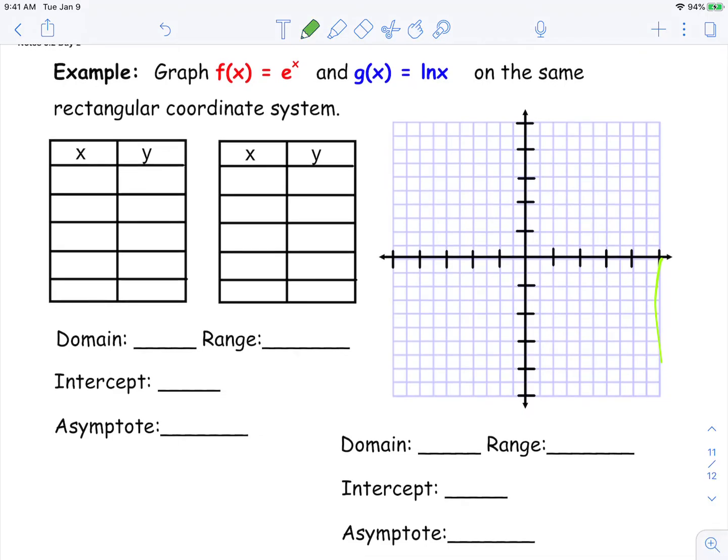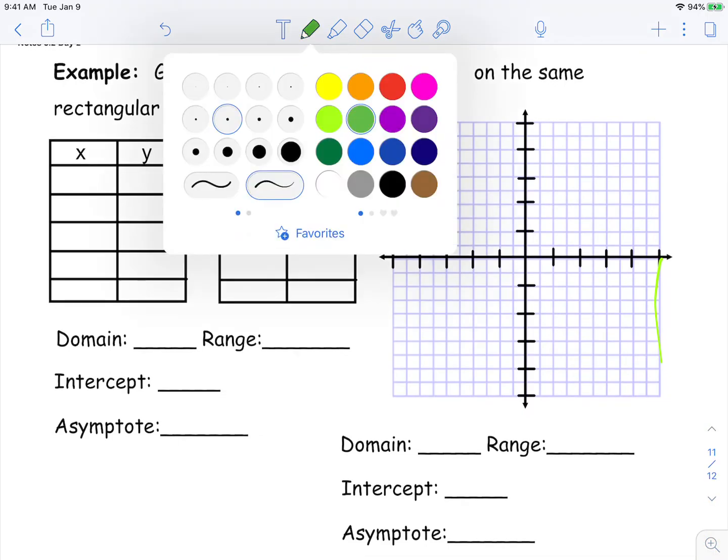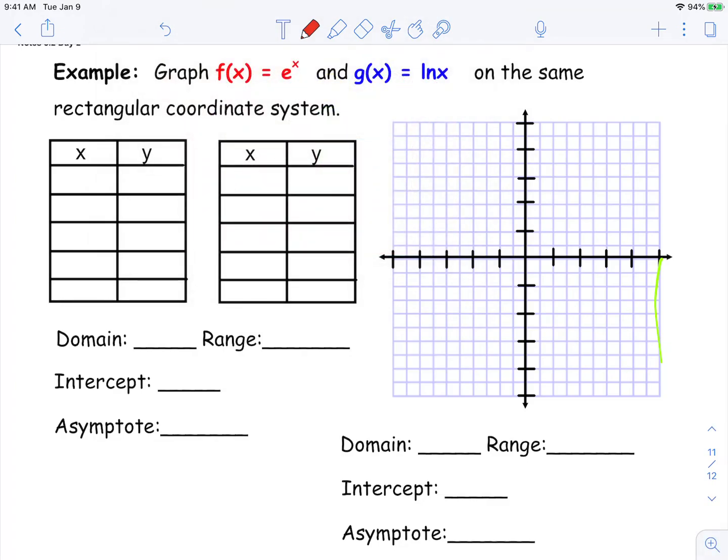All right, on this slide, we're going to graph the exponential base e along with our natural log base e. We'll start with the red box set of points. We're going to substitute in -2, -1, 0, 1, and 2. So let's start with 0. E to the 0 power, or anything to the 0 power, is 1.